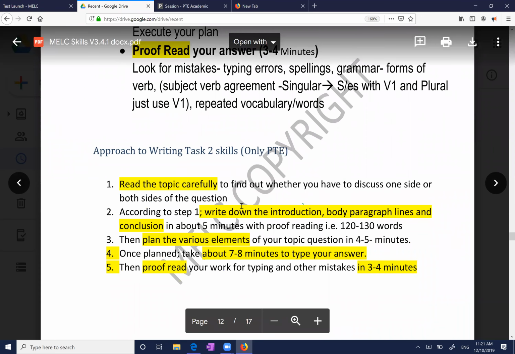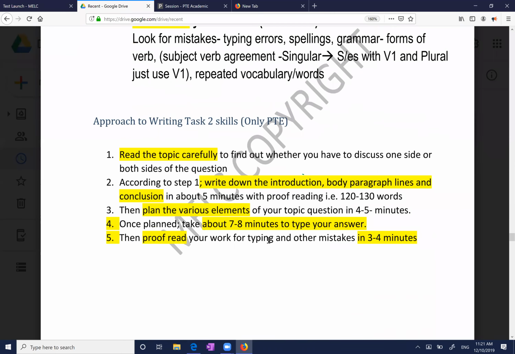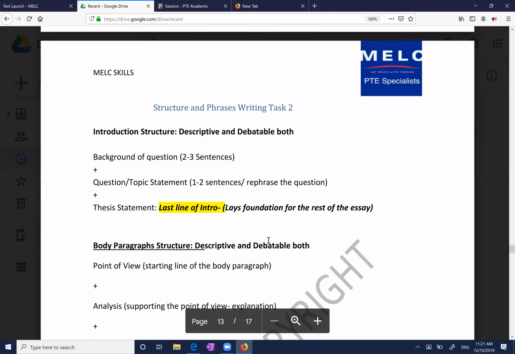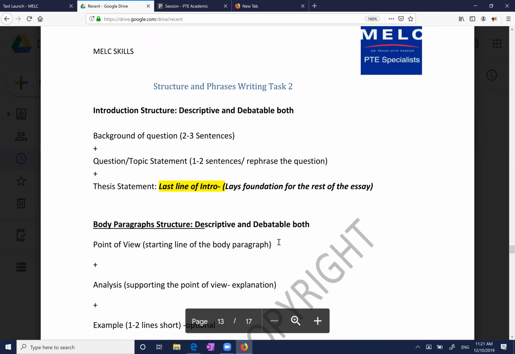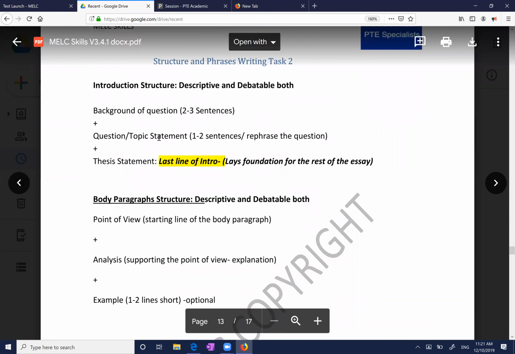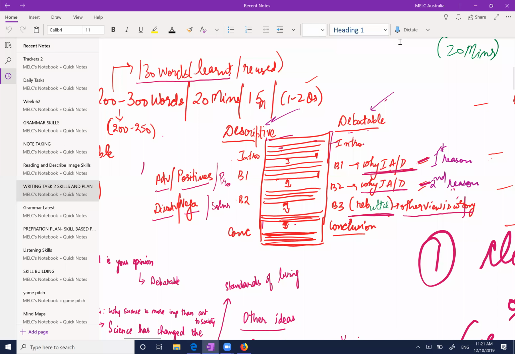Now, we won't look at this approach at the moment. I told you that you have to write 200 to 300 words. In those 200 to 300 words, we have an introduction, body paragraphs, and a conclusion. I'll show you something. This is how an essay structure looks.